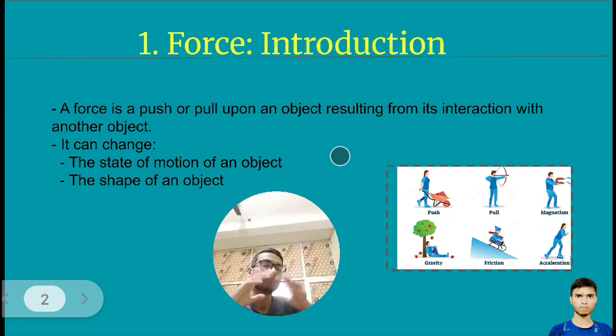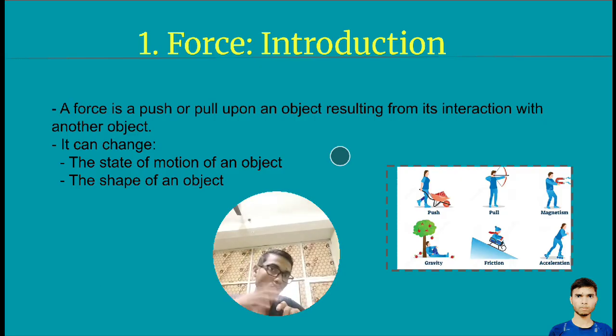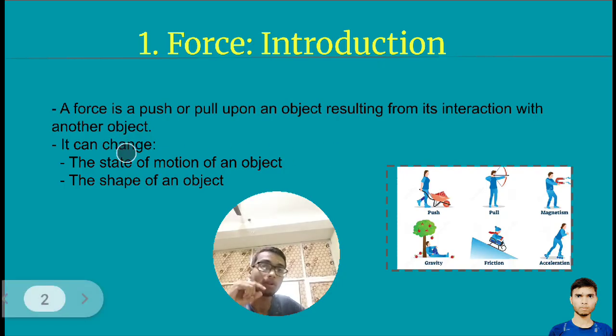Clear? By applying force we can increase the speed of a moving object. By applying force we can stop a moving object. By applying force we can decrease the speed of a moving object. All this can happen when we apply force. So in this lecture, force will be an external force. In this lecture you will realize it can change the state of motion of an object.